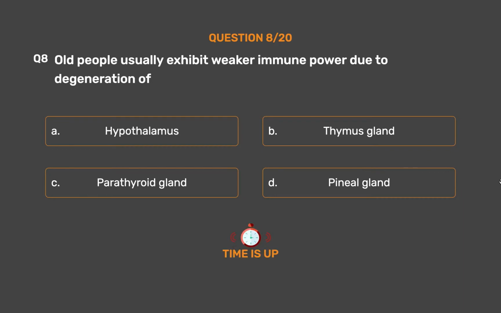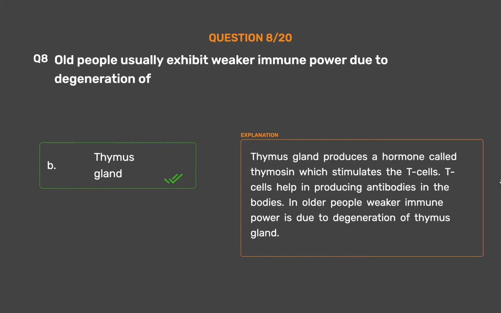The correct answer is option B. Thymus gland. Thymus gland produces a hormone called thymosin which stimulates the T cells. T cells help in producing antibodies in the body. In older people, weaker immune power is due to degeneration of the thymus gland.